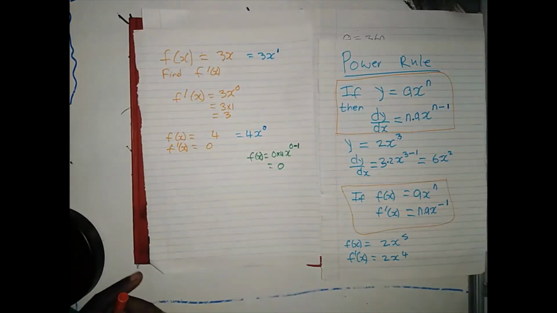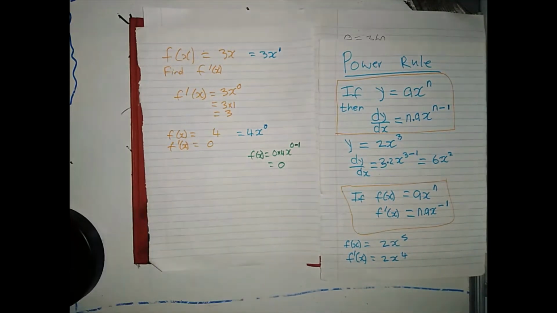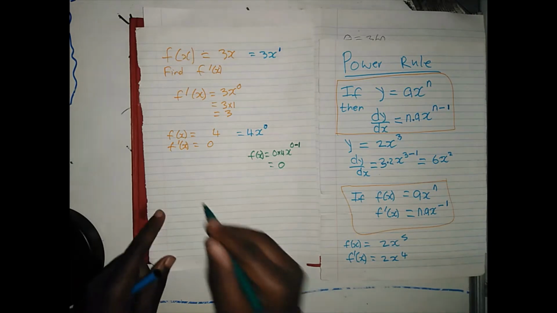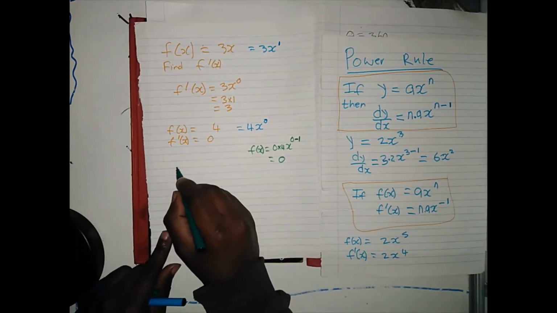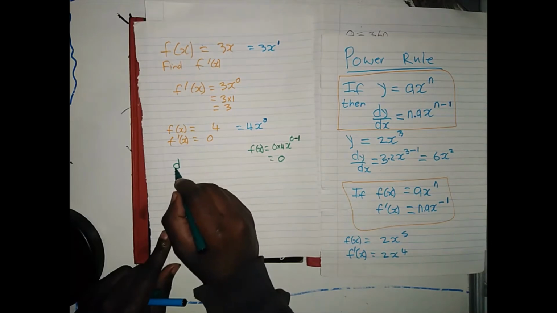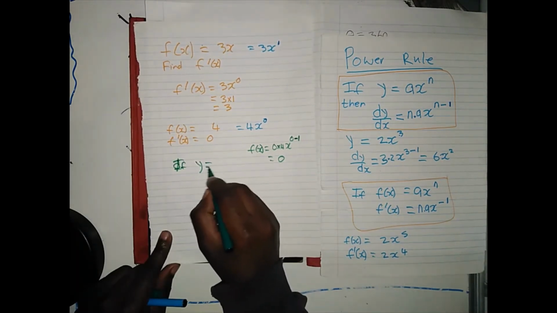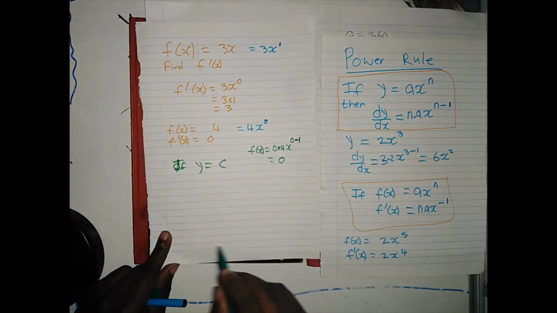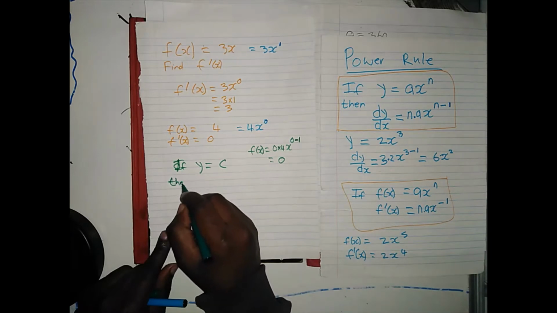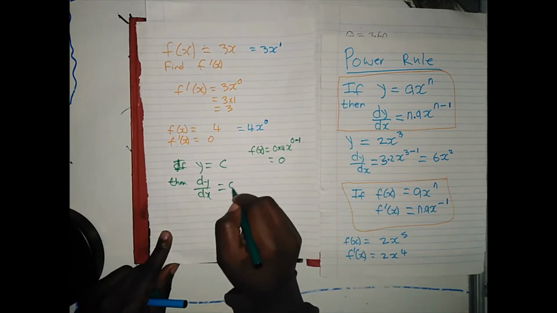Okay, so basically this brings us to a rule. Let me write this rule with a different color, which is very important. If y is equal to c, then dy over dx is equal to 0.